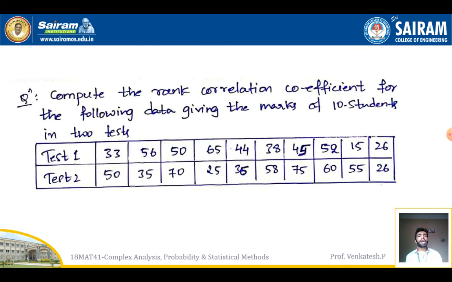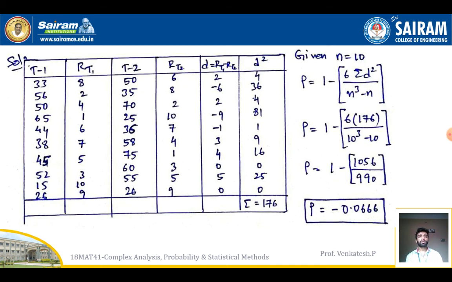So next one: compute the rank correlation coefficient for the following data, given the marks of 10 students in 2 tests. Test 1 is given like marks 56, 50, 65, 44, 38, 45, 52, 15, 76. Test 2 contains the marks 50, 35, 70, 25, 36, 58, 75, 60, 55, 26. So now you have to find the rank correlation coefficient. First you have to give the ranks. The rank of test 1 will be 8, 2, 4, 1, 6, 7, 5, 3, 10, 9.